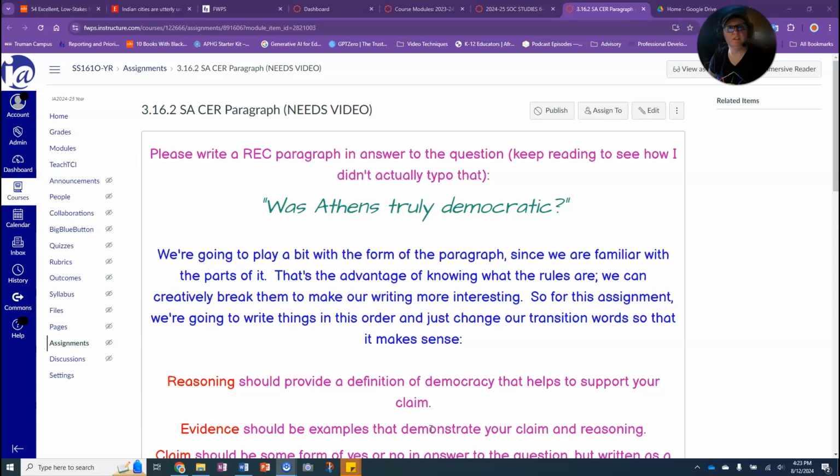So instead of a CER paragraph, we're going to write an REC paragraph, which is to say we're going to use some transition words and phrases to change the order of it, but we're going to keep the essential components. So we're going to have claim, evidence, and reasoning. We're just going to do them in the opposite order. So we're going to start with our reasoning, and then we're going to have our evidence, and we're going to end with our claim. Okay.